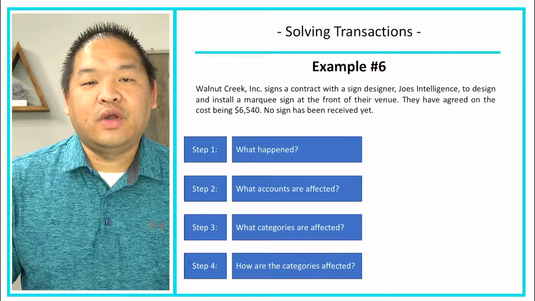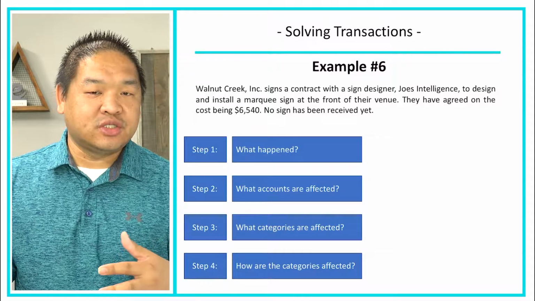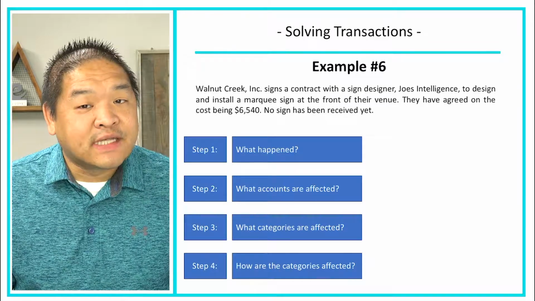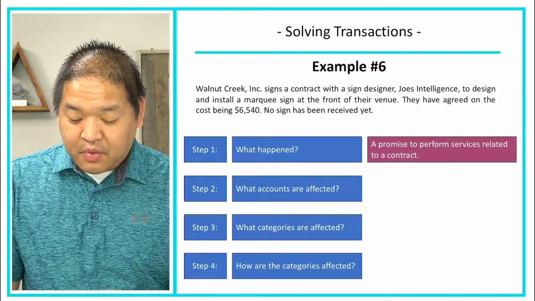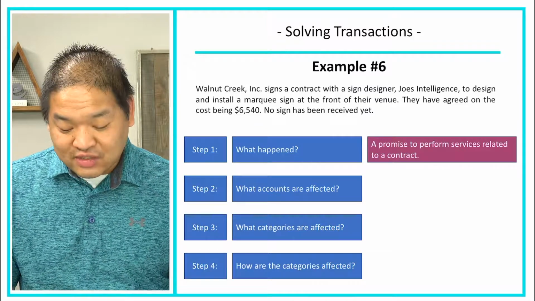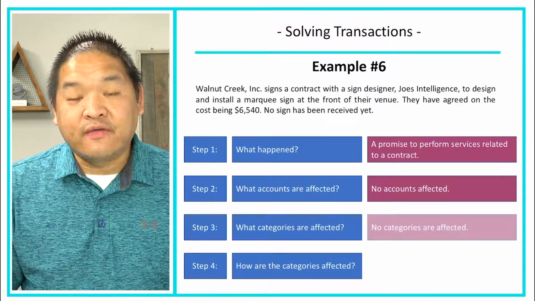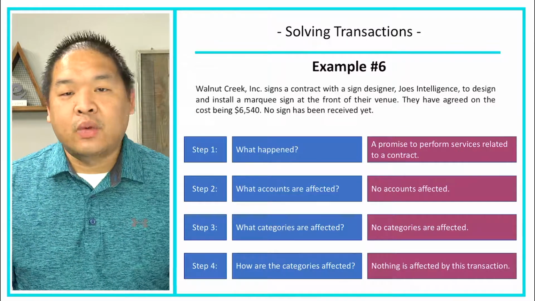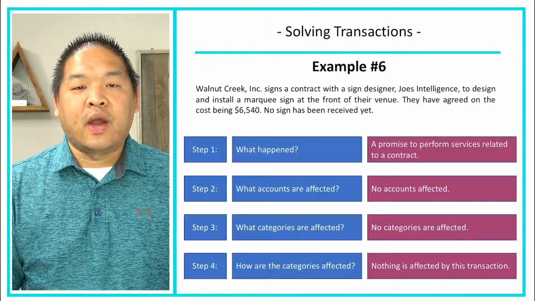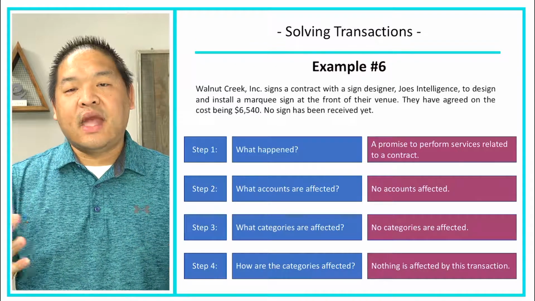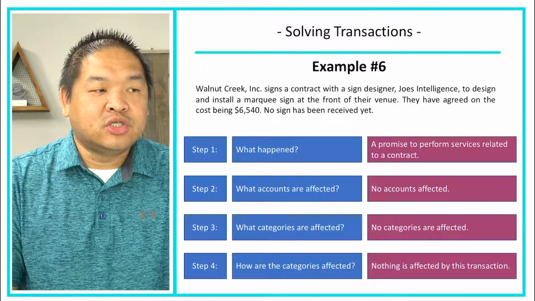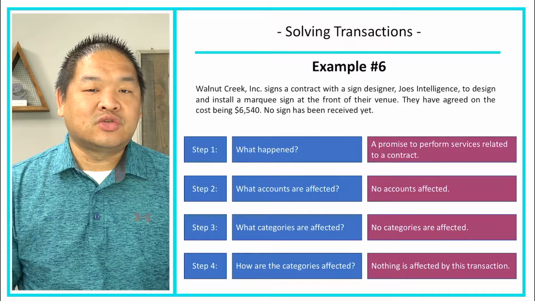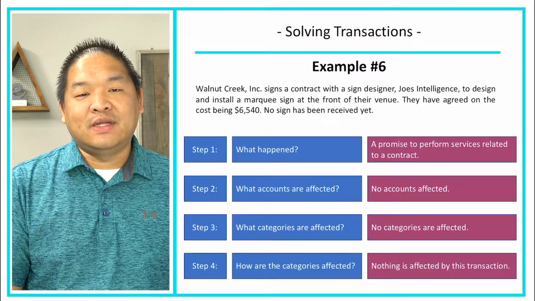No. So if there's no exchange and it's just simply a promise, what do we know? We know that we don't have a transaction, so we won't book anything. So a promise to perform service related to a contract is what's happened. No accounts are affected, which also means no categories or components are affected, which means this is not really a transaction that we're concerned with, right? Now, should we know about it? Absolutely. We do need to know about it. So we should, as the accounting department, have a copy of the contract. But we personally are not going to enter it into the books because nothing has been exchanged.